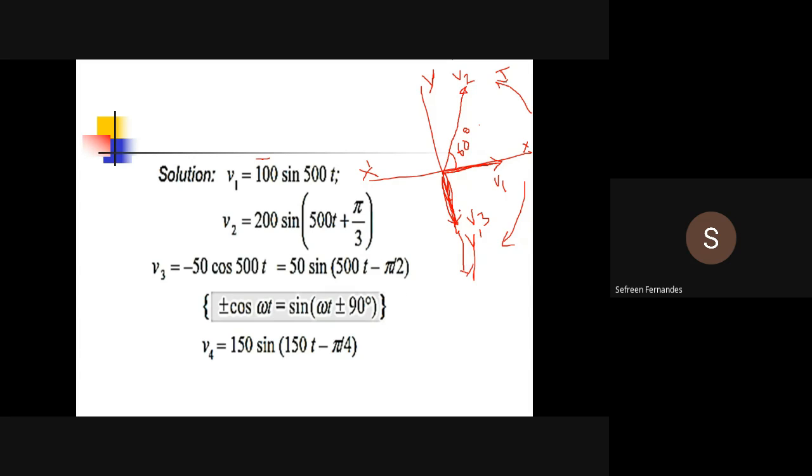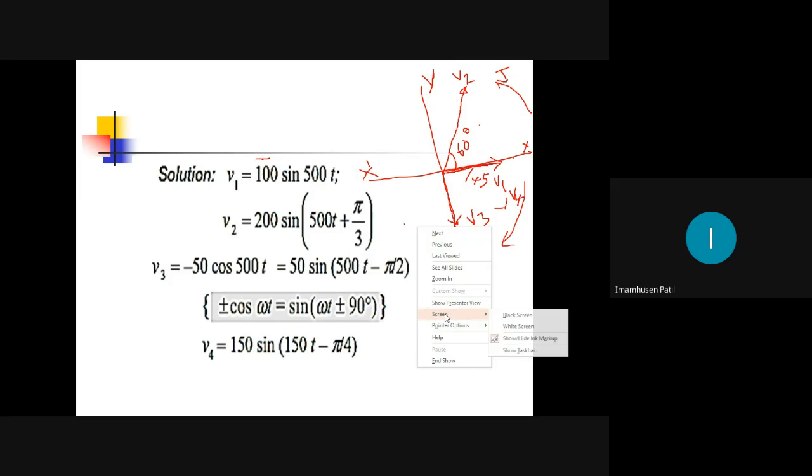Then minus 45, on the left-hand side. If from here to here it is 90, this is minus 45. Okay, quadrant 4. This is V4.